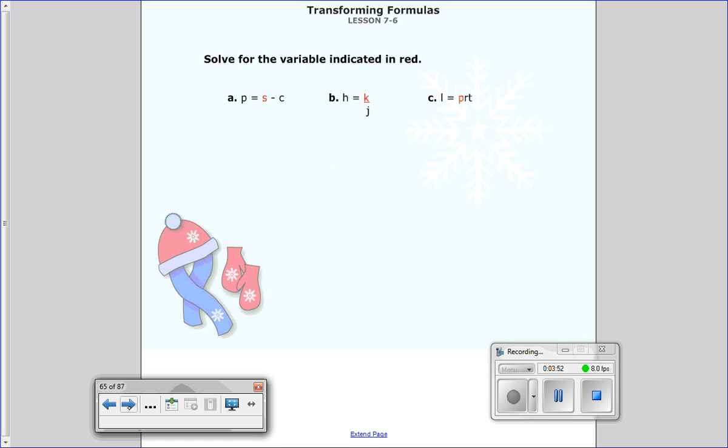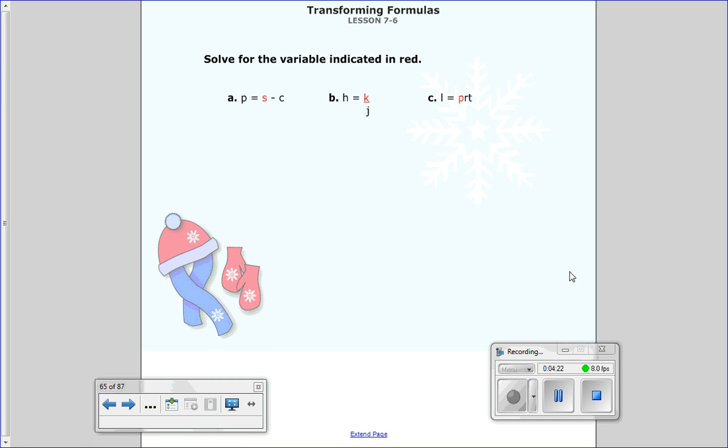All right, now we have a few more to do. You know what? I want you to try to do these. Go ahead and do A, B, and C. And when you're all done, go ahead and check to see if we have the same answer. So here you're going to solve for the variable indicated in red. So you want the one in red all by itself. So A, you're trying to get S equals. B, you need K equals. And C, it needs to be P is equal to. So go ahead and pause me now.